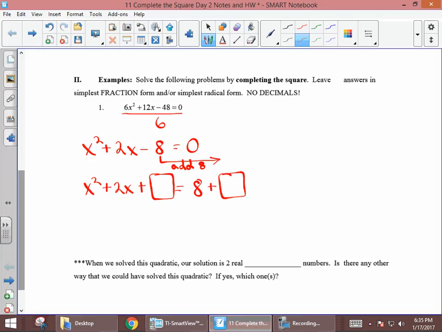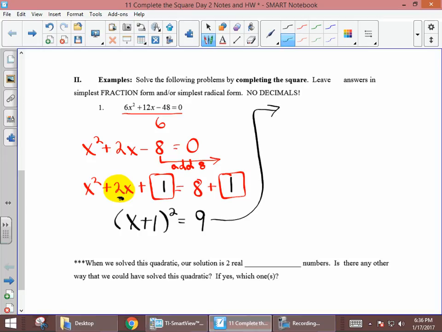Now the reason we add that is because we want this left side, this side right here, to be a perfect square trinomial. To find that number, we take half of the linear coefficient, that is this. We take half of that, half of 2 is 1, and we square it. 1 squared is 1. 8 plus 1 is 9.